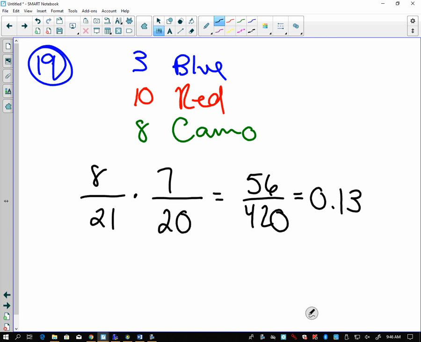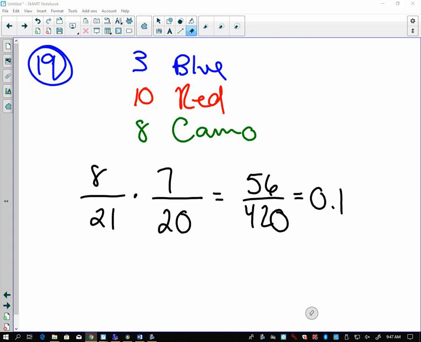No, but just to the tenth. So it should just be what? 0.1, right? Because that's to the tenth. All right, so we have a 0.1 probability. Okay, do we understand that?